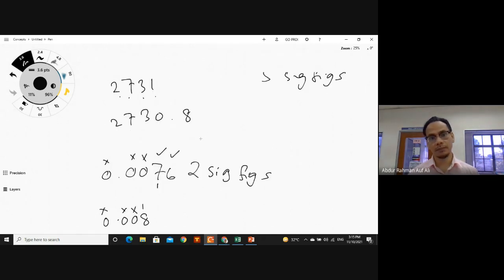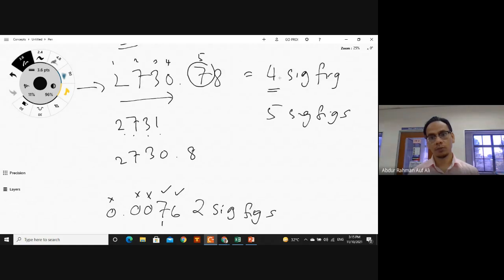Same as example tadi. Kalau saya suruh bundarkan this value to 4 significant figures, this is 4 significant figures. 1, 2, 3 and 4. Ada 4 significant figures. Kalau saya bundarkan to 5 significant figures, 1, 2, 3, 4 and 5. Itu maksudnya. Okay.